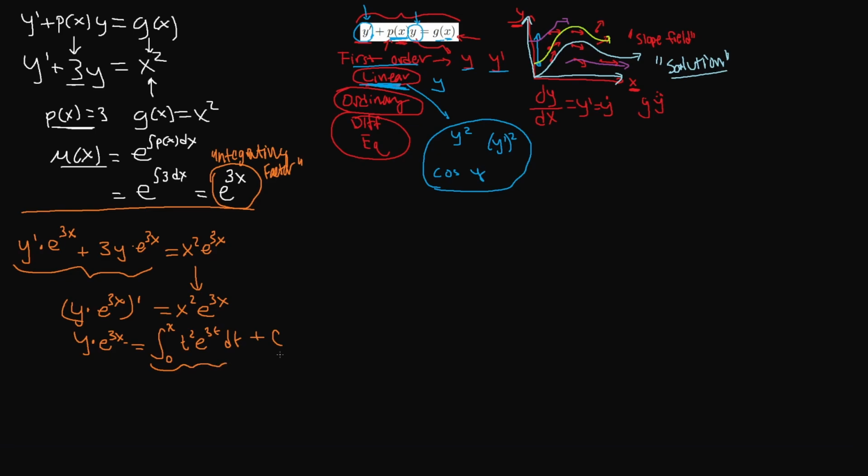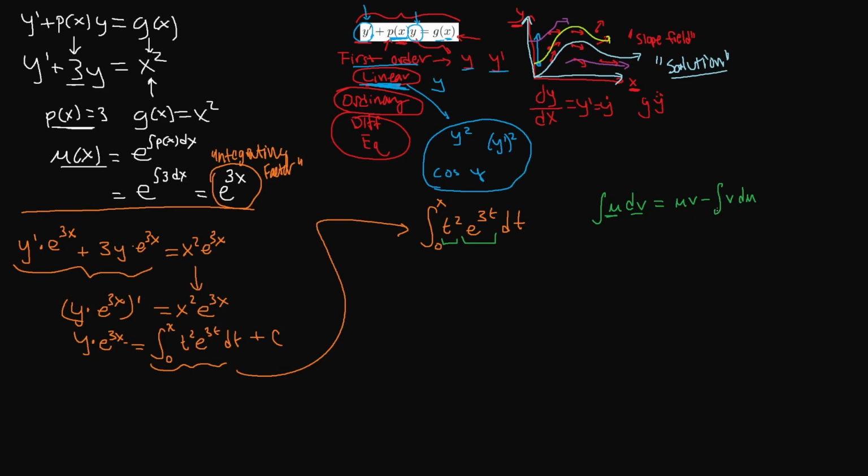So now let's evaluate this. This one's kind of nice. We have the antiderivative of t squared e to the 3t. This is sort of the perfect one to use integration by parts. The rule of integration by parts is that the antiderivative of u dv is equal to uv minus the antiderivative of v du. That might seem kind of complicated. Basically, we have two functions here, and we're going to pick one to be u, and we're going to pick one to be dv.